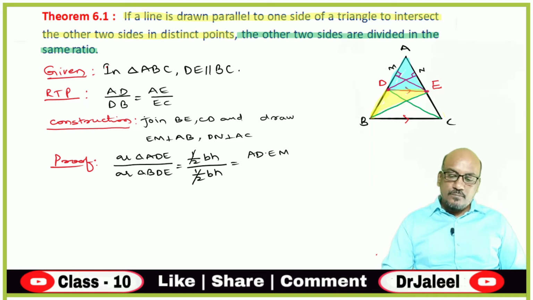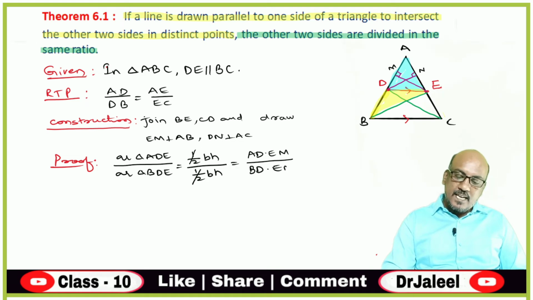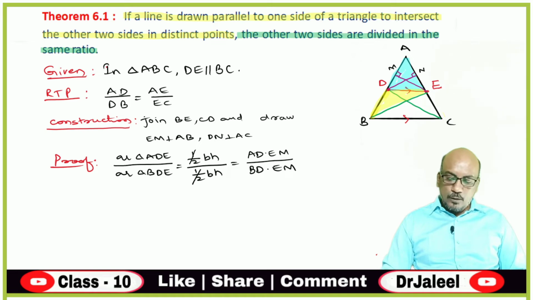So let us write it as base into height. What is the base here? BD is the base and EM is the height. Hope you have understood, children. When I took this ADE, AD is the base, EM is the height. When I took this BDE, base is BD and the height is the same EM.